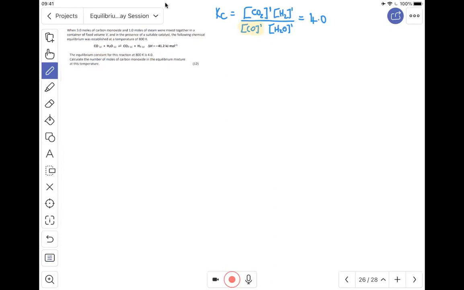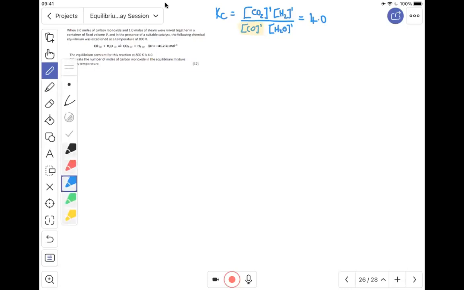Now, just to be aware here, the fixed volume is V. Because they say that the volume is V, I tend to ignore it. Unless they give you a figure for volume, I wouldn't be dividing by it further down in your RICE table. So let's do our RICE table.